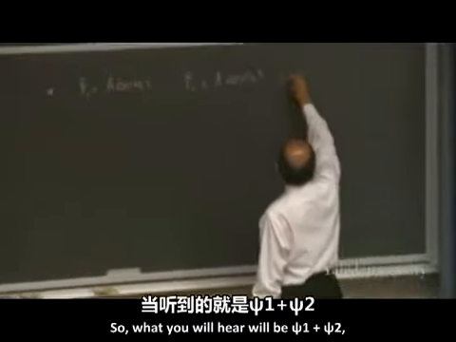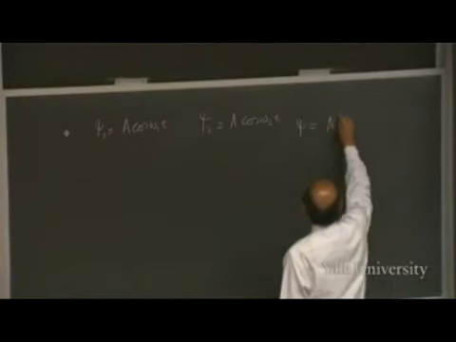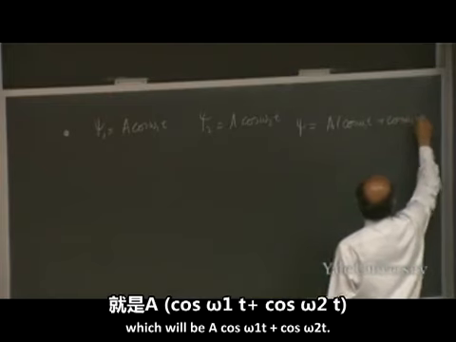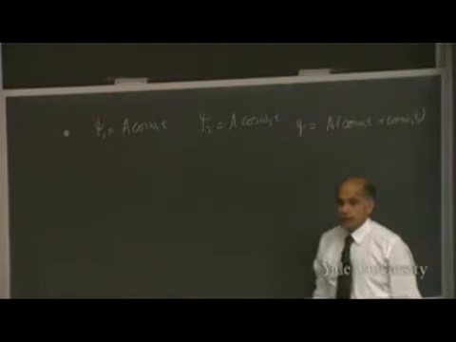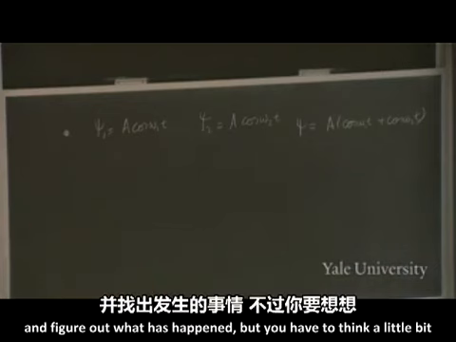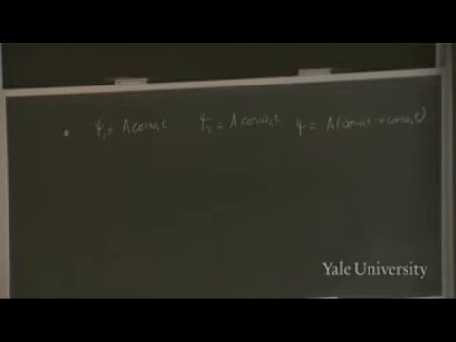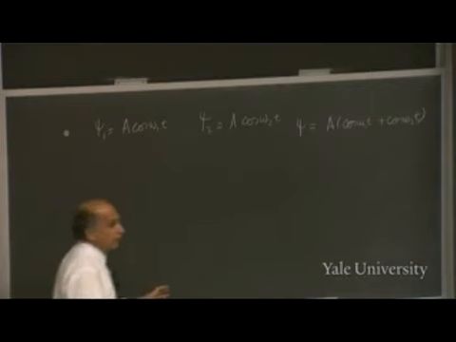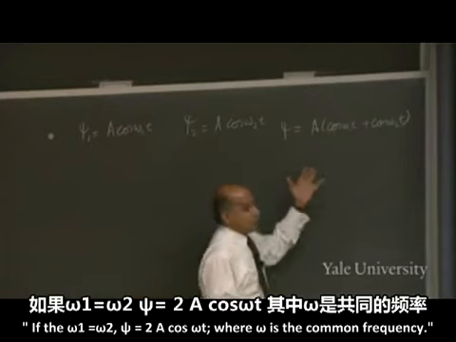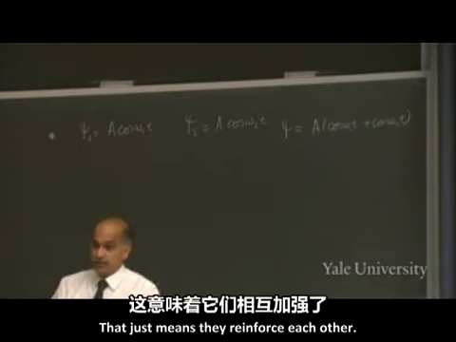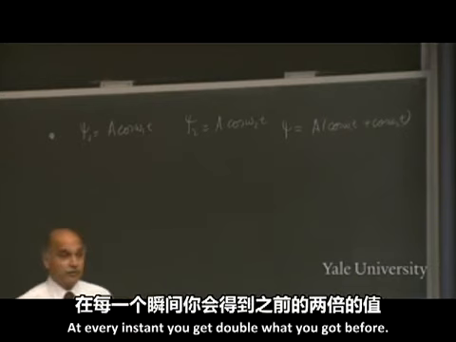You want to add these two, and you want to see what you hear. So what you will hear will be psi 1 plus psi 2, which will be a cos omega 1 t plus cos omega 2 t. Now you can do the trigonometric identities and figure out what happens, but you have to think a little bit about what's going to happen. Think about these two waves. If they had the same frequency, it's trivial, right? If omega 1 is equal to omega 2, psi is equal to 2a cos omega t, where omega is the common frequency. That just means they reinforce each other. At every instant, you get double what you got before.